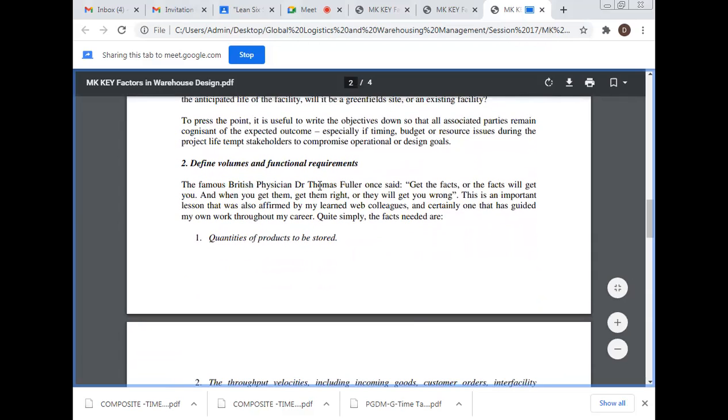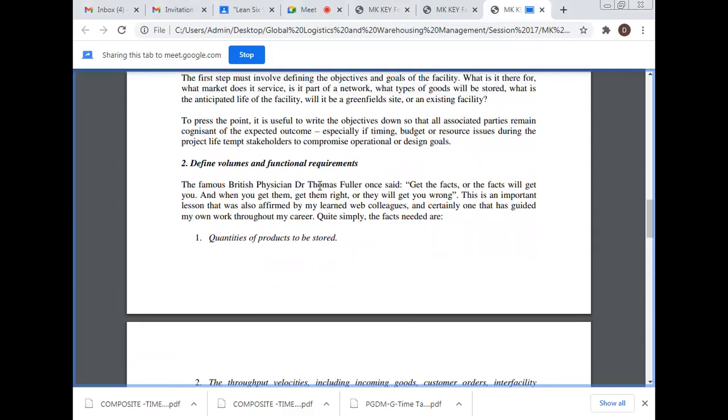Define volumes and the functional requirements. The famous British physician Dr. Thomas Fuller once said, "Get the facts, or the facts will get you, and when you get them right, or they will get you wrong." This is an important lesson that was also affirmed by learned colleagues and certainly one that has guided my own work throughout my career.